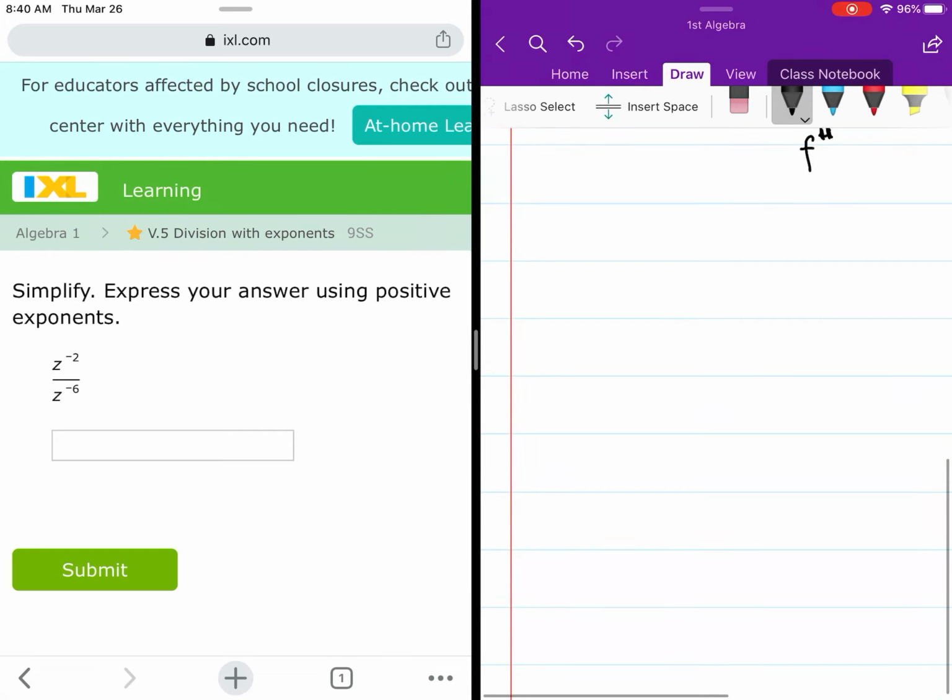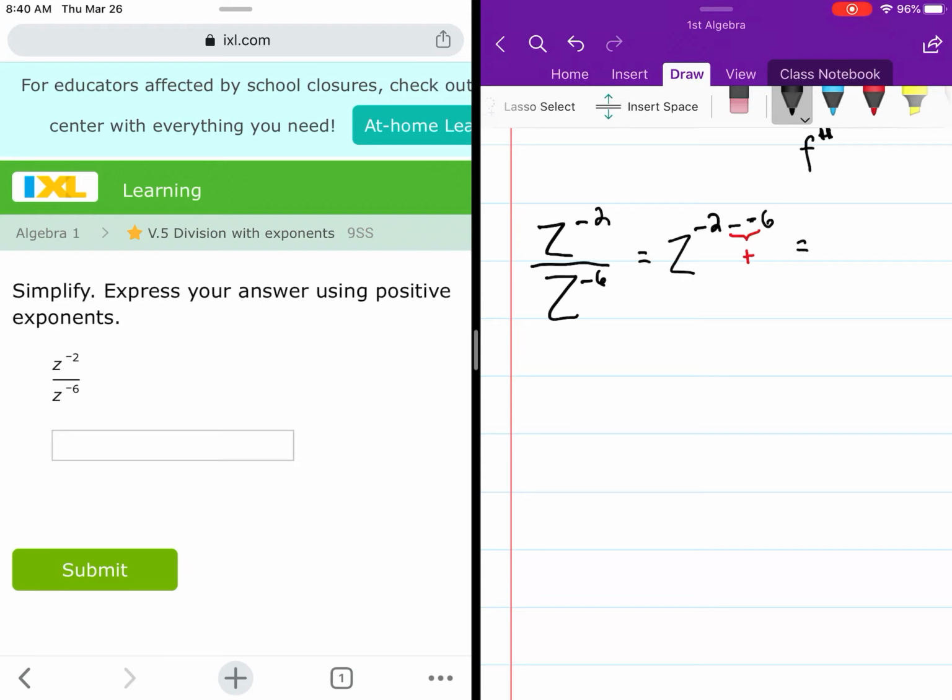I'm going to do this next one as well. So Z^(-2) divided by Z^(-6). That means we have Z^(-2). Remember, with division, you always subtract. So minus negative 6. So what's going to happen here, that's going to become a positive. Remember, two negatives make a positive. So negative 2 plus 6.